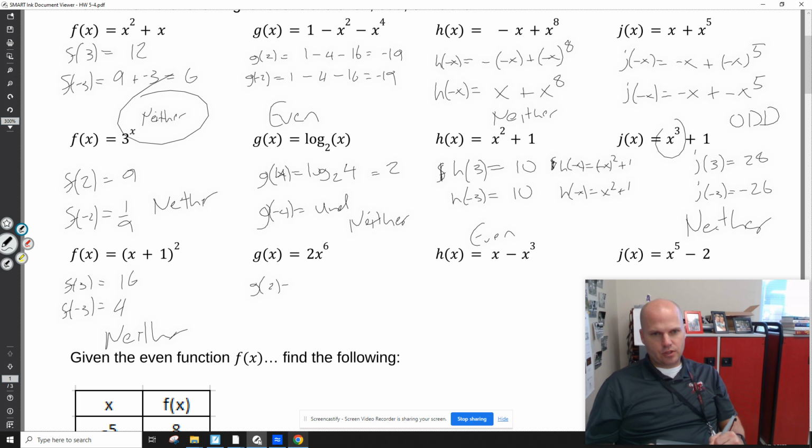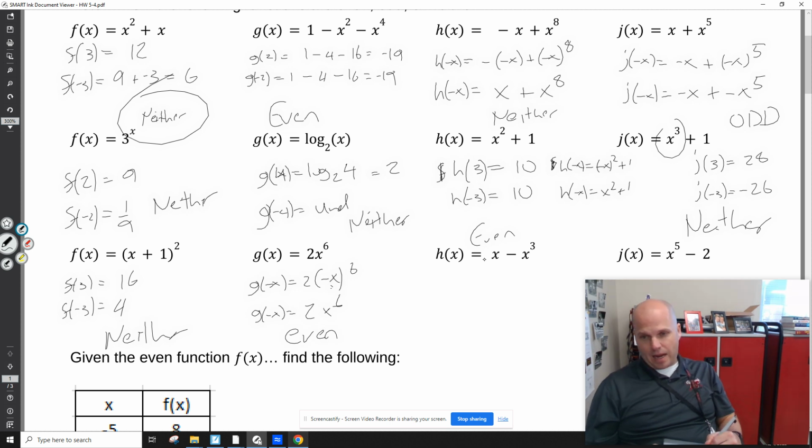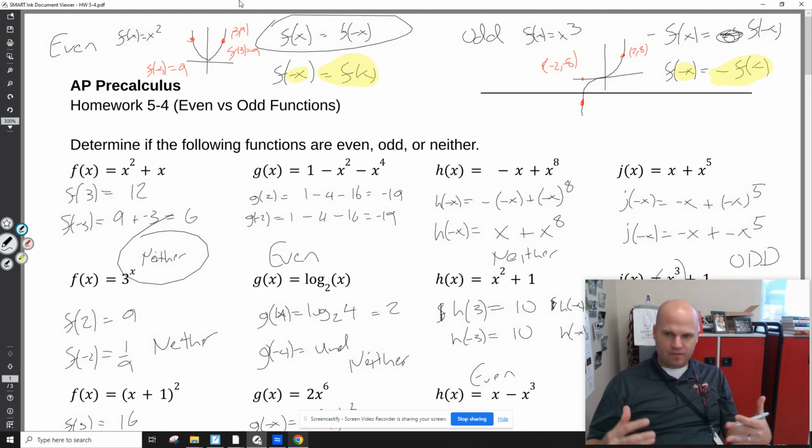Here's an example. Plug in 2: 2, 4, 8, 16, 32, 64, 128. If I plug in negative 2, I'm also going to get 128. Okay, good. That's one point that works. Let's just double check. It's kind of obvious. 2 times negative x to the 6th is positive x to the 6th. So this is an even function. Okay, we got odd powers. What we'll find after doing all this experimenting is that even functions always have even powers.